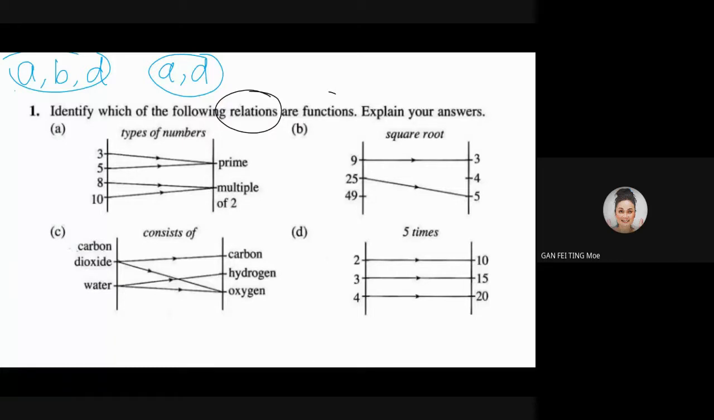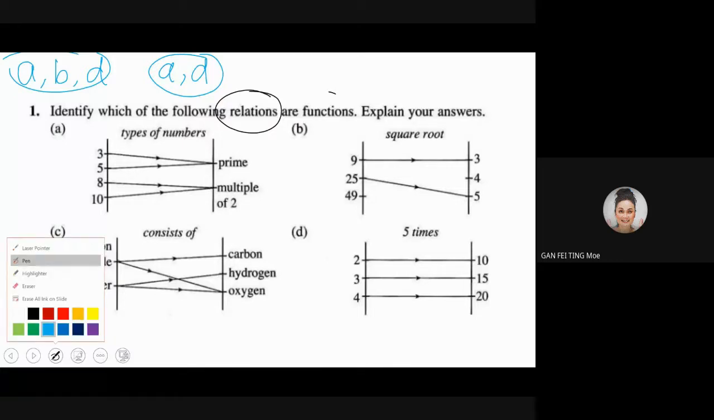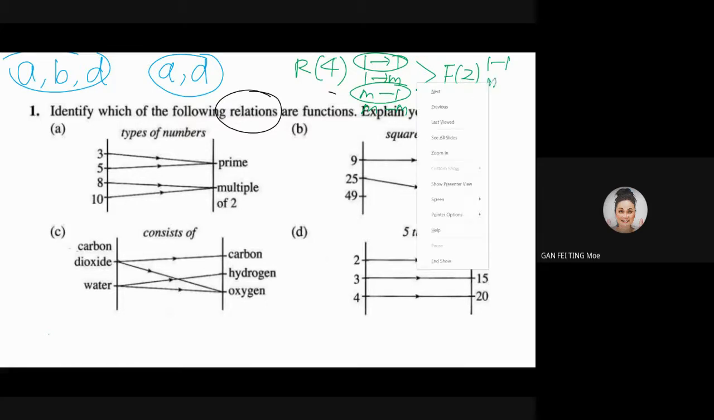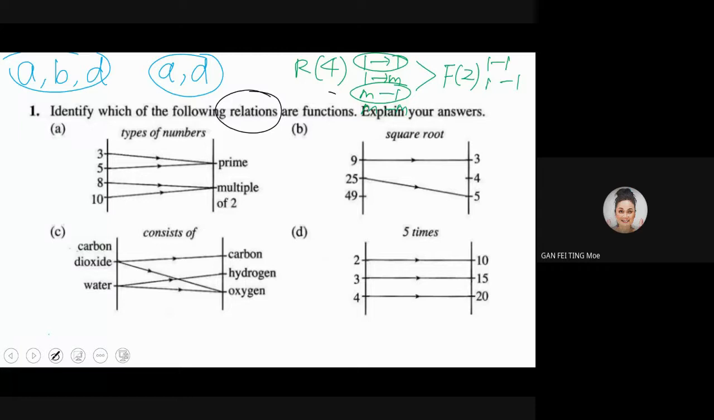So remember, I repeat, that for our relations, we have four: one to one, one to many, many to one and many to many. It's only one to one and many to one. These two are considered as function. Please take note. The one to one and many to one. Many to one is a function.